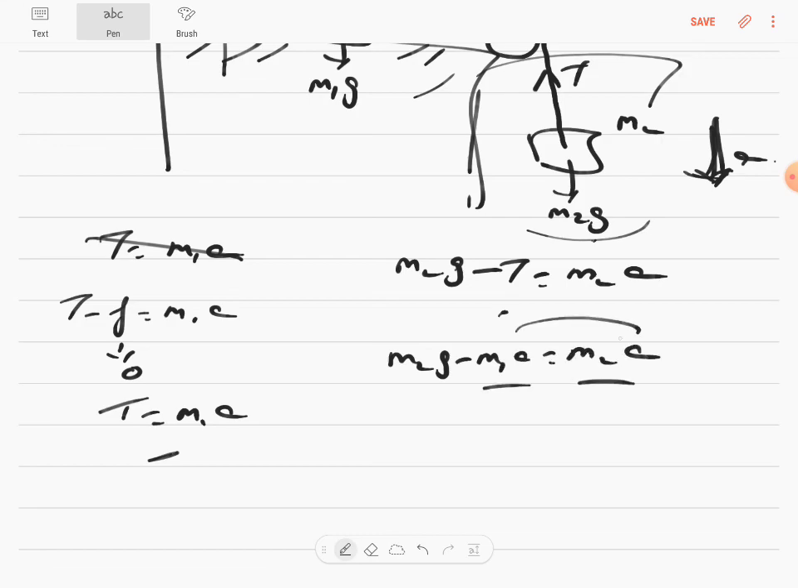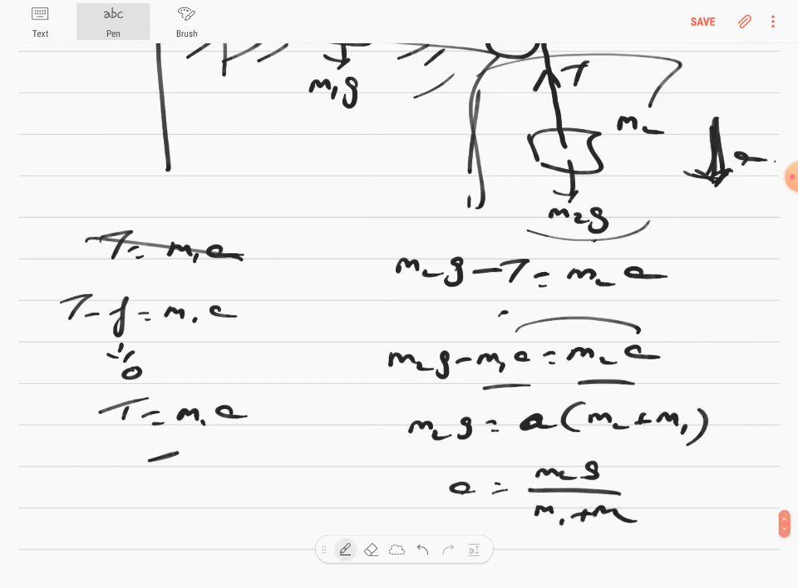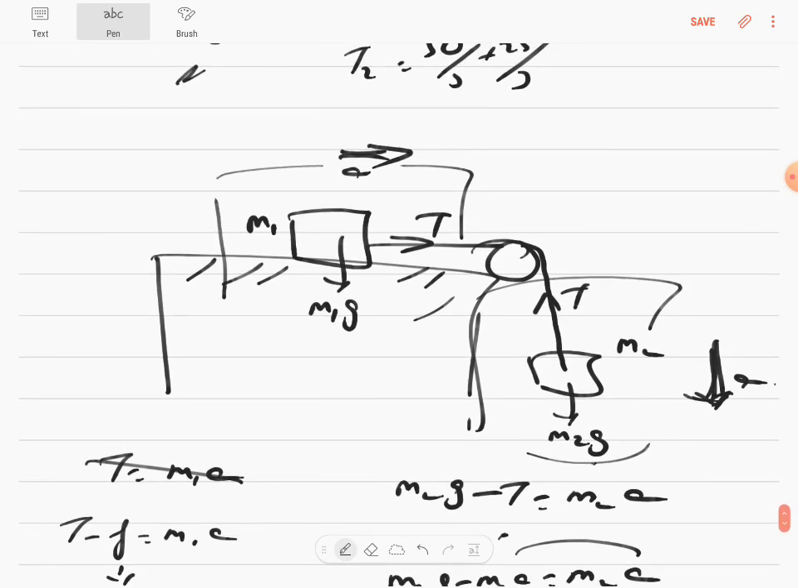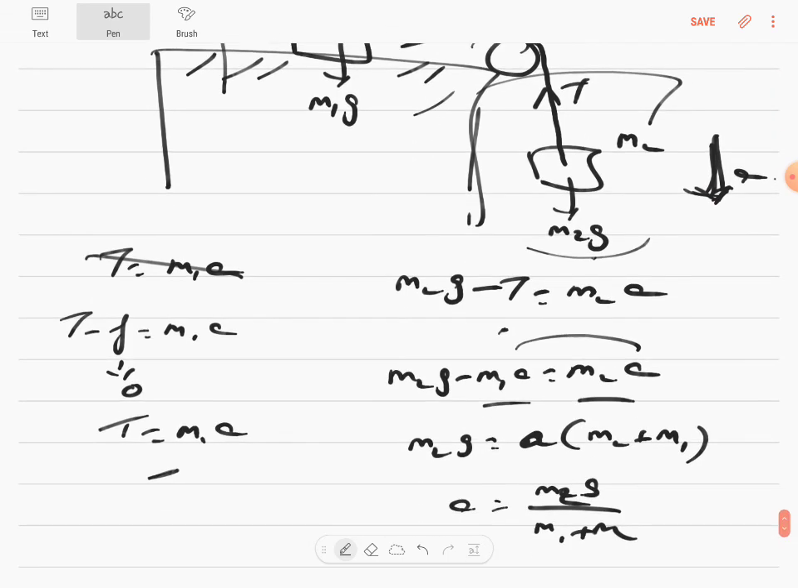If you want to find acceleration, M2G is equal to A into M2 plus M1. So A is equal to M2G by M1 plus M2. With the respective values, you get the acceleration of the entire system, the acceleration of this and the acceleration of that. And if you want to find T, if you know the acceleration and you know this mass, you can find the value of tension. How is it? So easy, right?